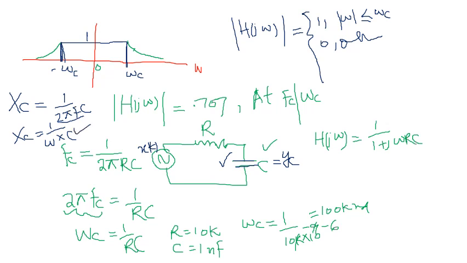C is constant, the capacitance, so Xc is inversely proportional to omega. So as the input frequency increases, the capacitive reactance will decrease. That's why at very high frequency, say omega equals infinity, Xc will be 0. So that means the voltage drop, because you understand the voltage across the capacitor is equal to current times Xc, and Xc will be 0, so there will be no voltage drop across it.